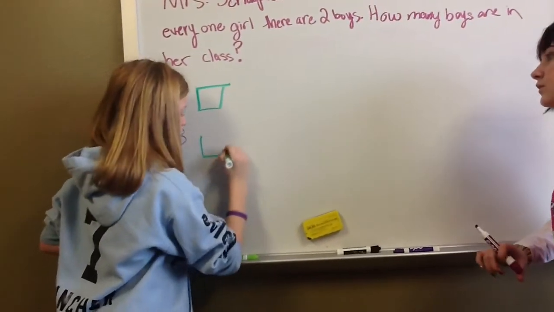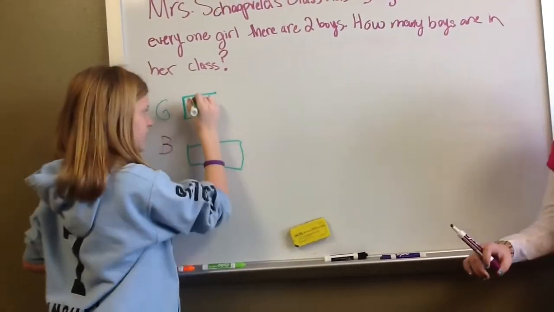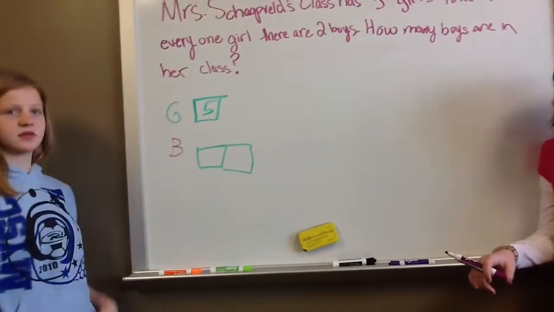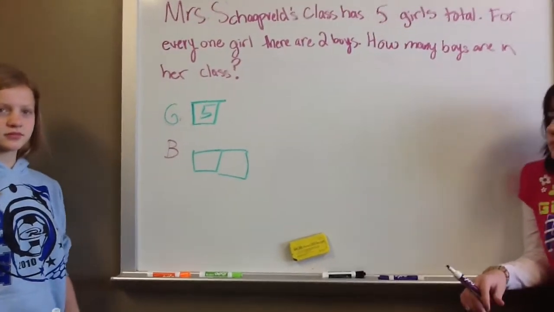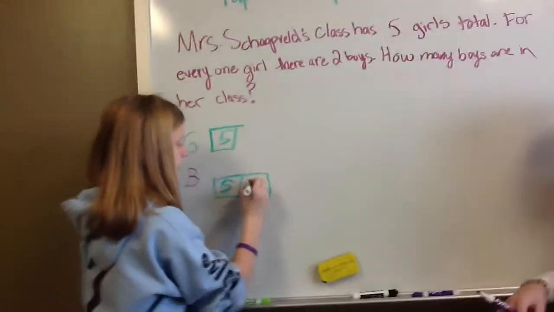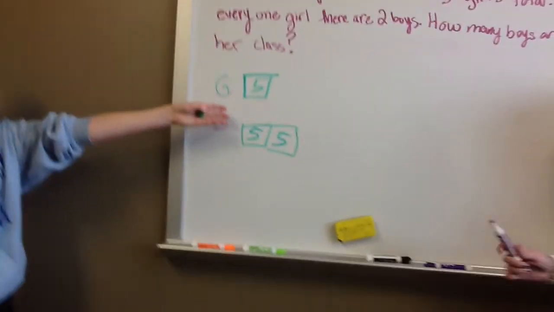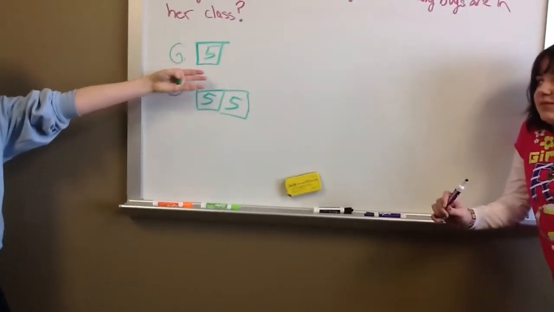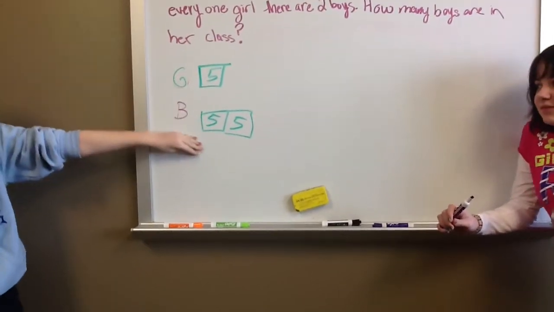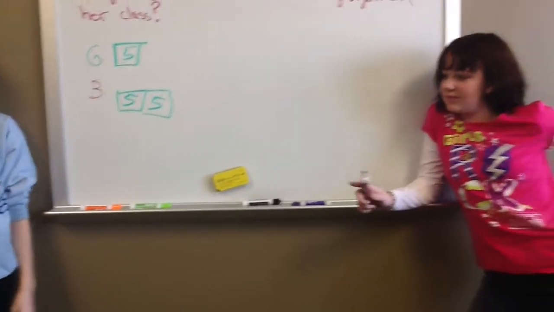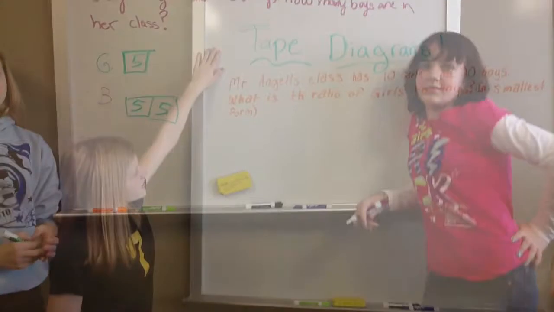1, 2, 6 equals 5. How much does that equal? 10. Because those boxes are equal. Your answer is 10! Wait, 20 boys and the total people 15. But the answer is 10. Cool. So that's tape diagrams.